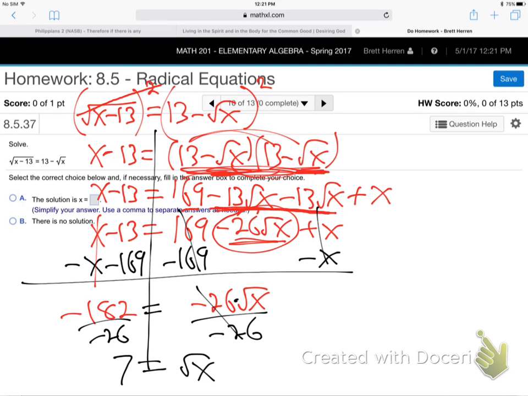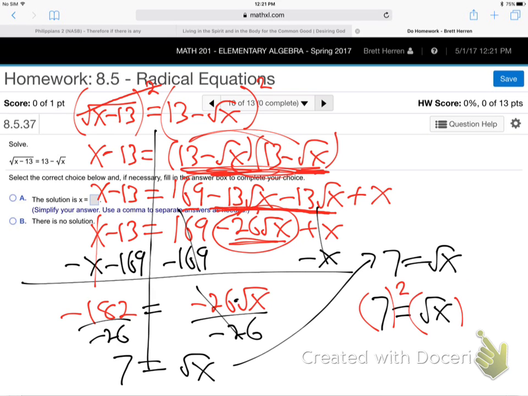Is that what it is? 7? So we're not done yet. We got the root alone. And now we've got to get rid of the root. How do we get rid of that root? Now we do the 2 power. What does the 2 power do to a root? Cancels it. X is 49.